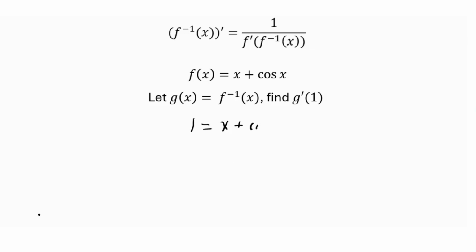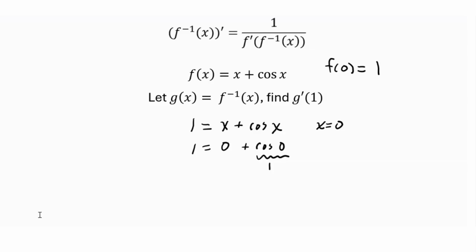Now the AP will do this a lot, especially on the non-calculator. They will give you something where it's easy to plug in an x value to figure out what the answer is. And usually it's a 0 or a 1 or a negative 1. So in this case, I can see that if I plug in x equals 0, I'm going to get 1 equals 0 plus cosine of 0. Well, the cosine of 0 is 1. So in the original function, f of 0 is equal to 1.